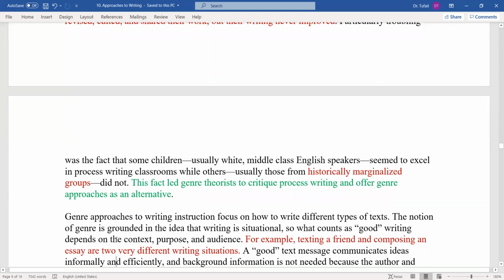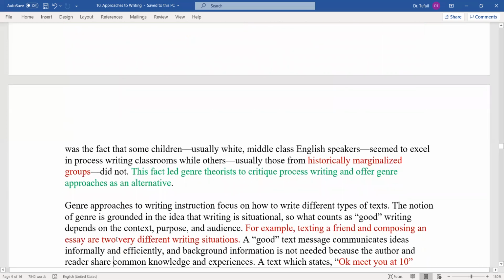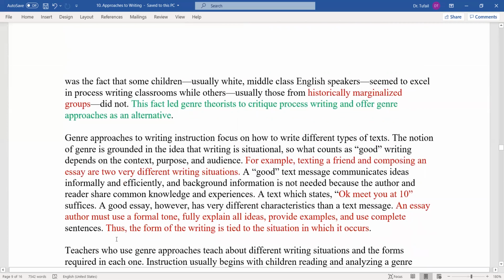this genre approach, and in genre approaches, they say that we should have a clear-cut genre to write, because we write differently. Writing a message to a friend is different from writing an essay. For example, texting a friend and composing an essay are two different writing skills. Okay? Because when you are writing to a friend, you say, okay, meet you at 10. It's very clear, it's understandable because you have a common knowledge of the background and experience. But when you write an essay, then you need a completely different way.